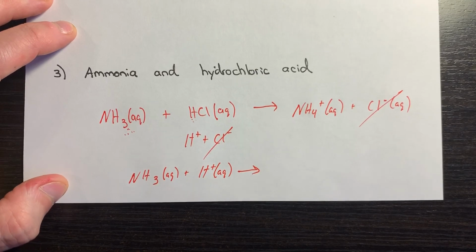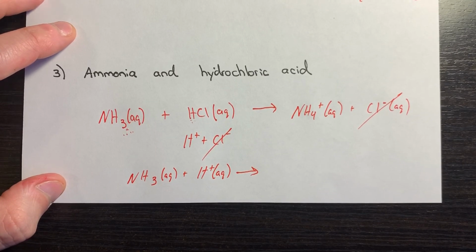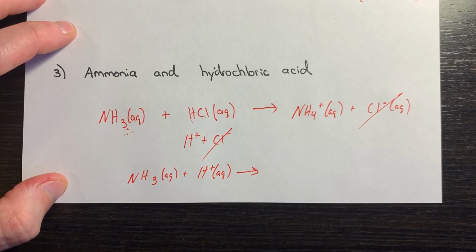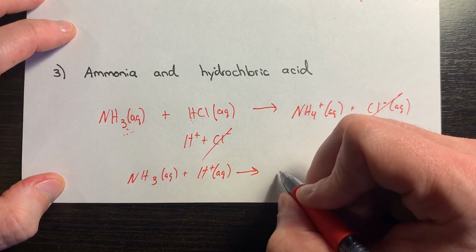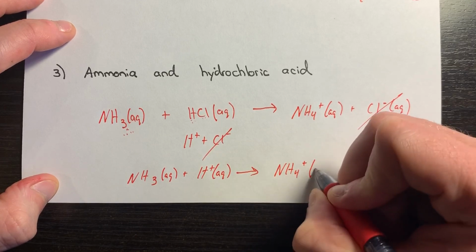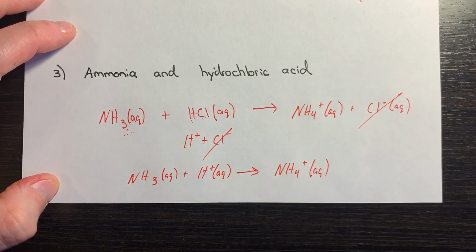And this is going to run to completion, right? Whenever you have a strong acid, weak base scenario, this will pretty much react to completion. And then we get our NH4 plus aqueous to form, and that would be our net ionic there.